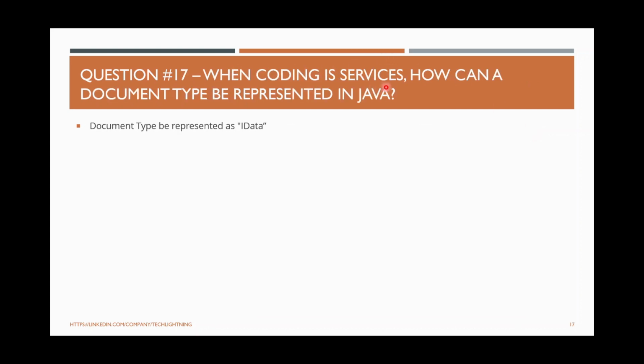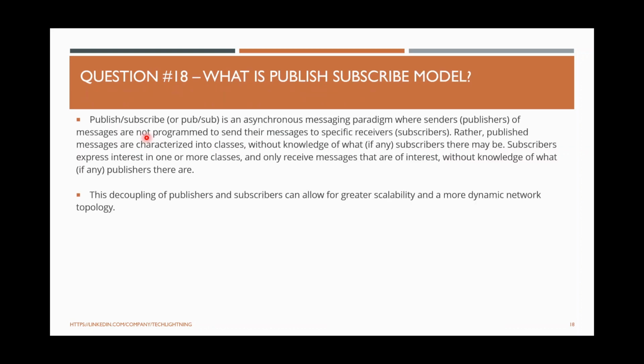When coding IS services, how can a document type be represented in Java? So it's represented as an iData. So in the variable, whenever you refer to it in your Java services, it's referred to as iData for a document type. I'll move on to the next one.